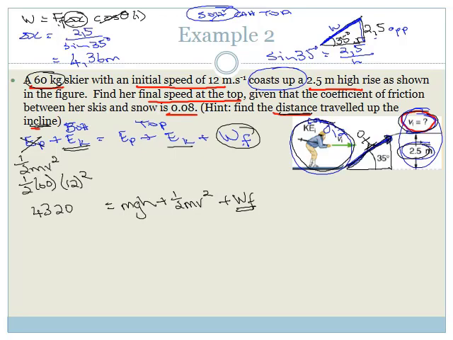2.5 divided by sine 35. Yeah, that's right. Okay, now we've worked out delta x. Now we need to work out the force of friction, this force of friction. And for that, we need to draw a free body diagram. Why? I'll show you in a second. So here is a free body diagram.